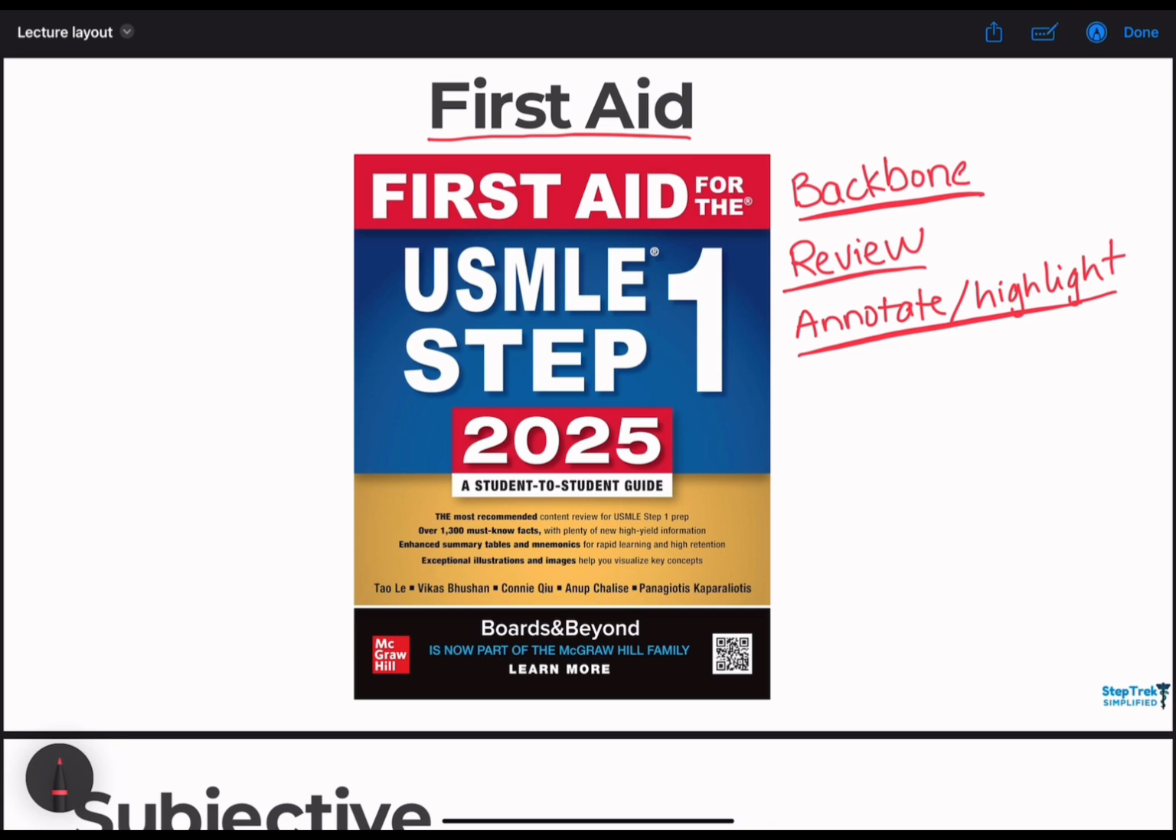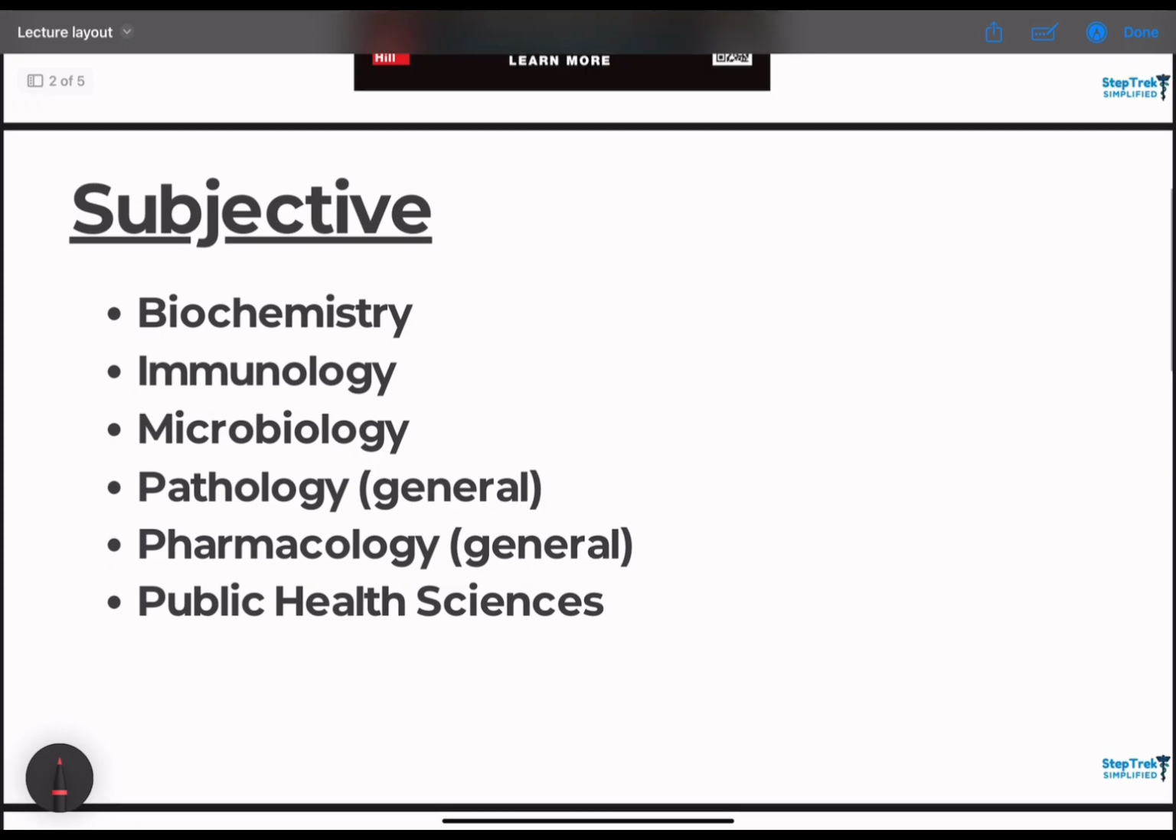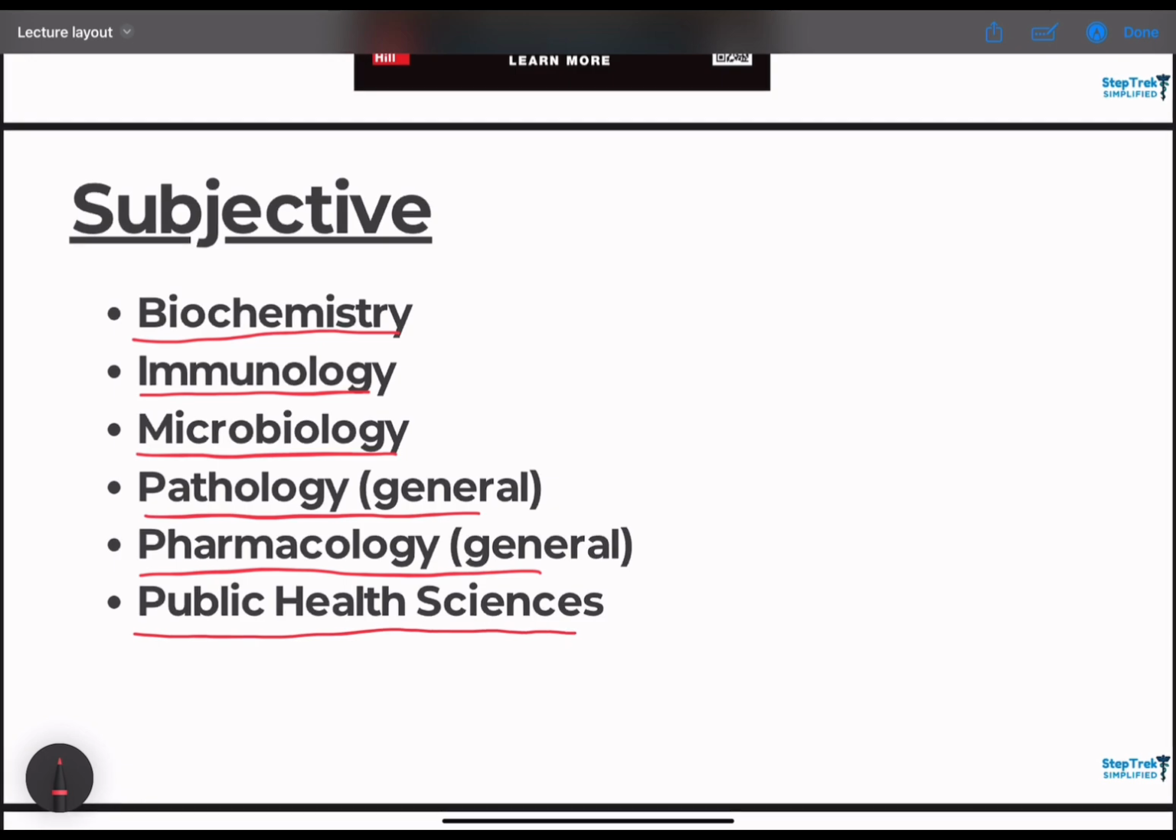Now let's come toward first aid. First aid is divided into two portions, a subjective portion and a systemic portion. The subjective portion consists of the following subjects. At first we have biochemistry, followed by immunology, microbiology, general pathology, general pharmacology, and at last public health sciences.